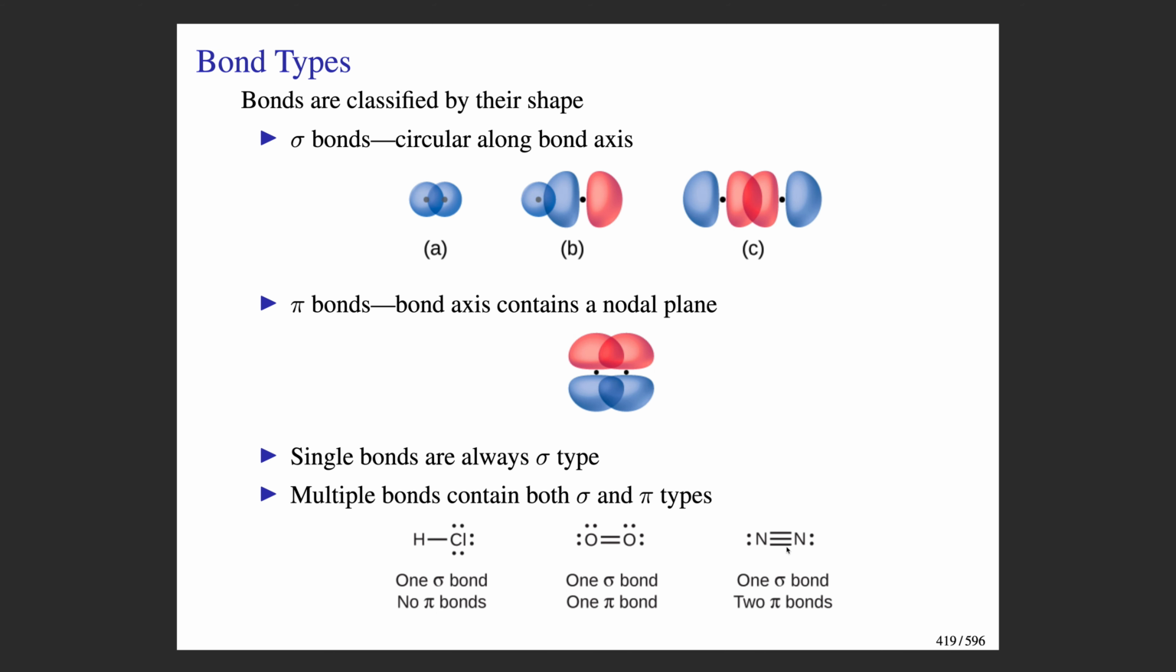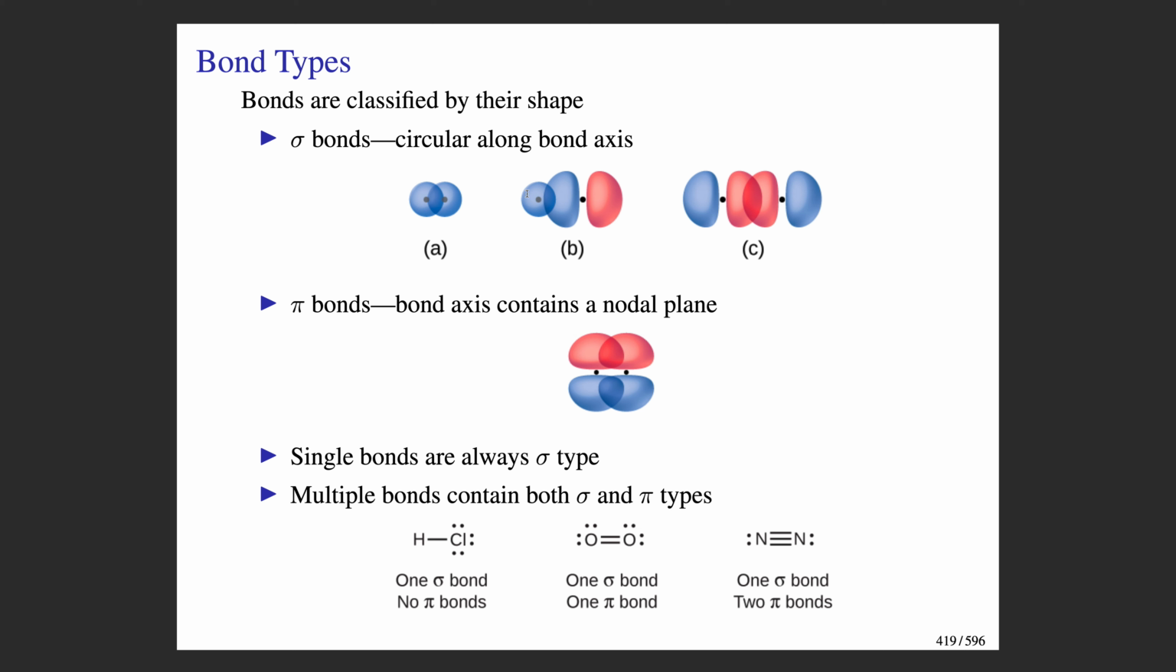Here we are going to classify chemical bonds according to two different types by their shape. Sigma bonds have a so-called circular symmetry about the bond axis. So in this bond that's formed between two s-type orbitals, if you imagine looking down the bond axis, there would be a circular symmetry to the overlap. And so this type of bond is classified as a sigma type bond. It has this circular symmetry.